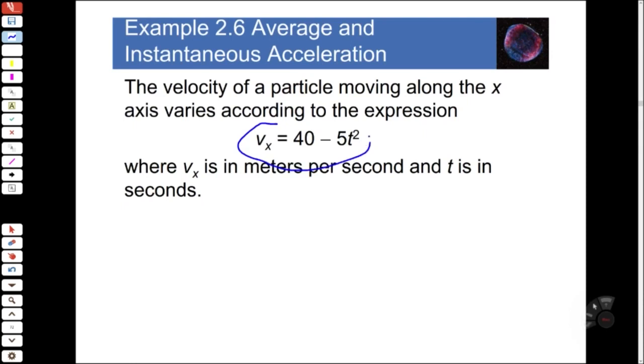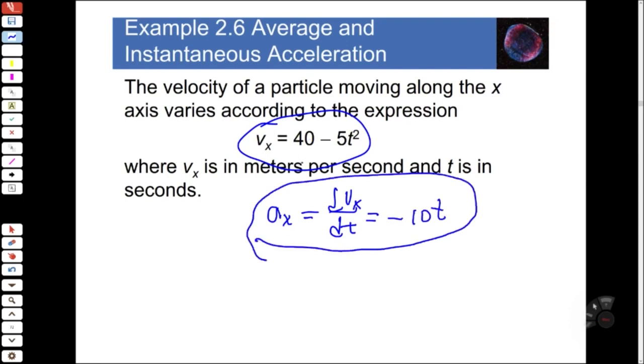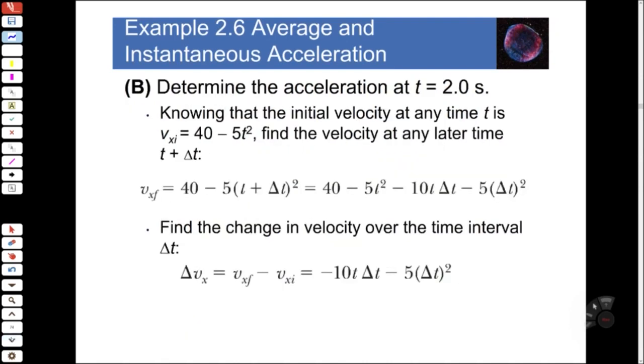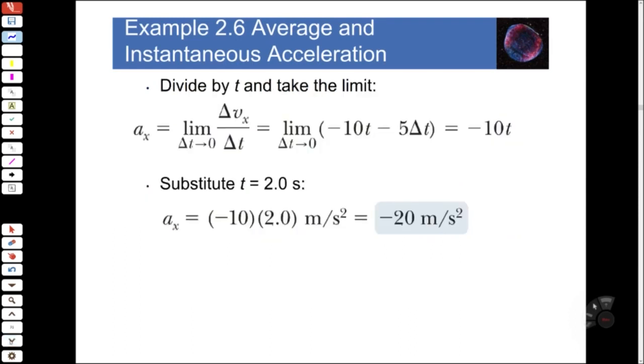So here is an example, and you have the instantaneous acceleration to be dv_x over dt, and this gives minus 10t. So that is the expression for the acceleration at any time. I'll hand out these lecture notes so you can try to do these examples by yourself. It's not difficult, it's just the application of the definitions of velocity and acceleration.